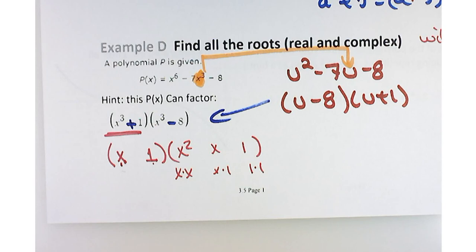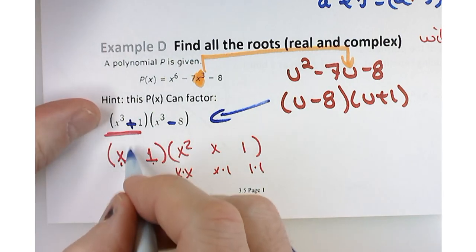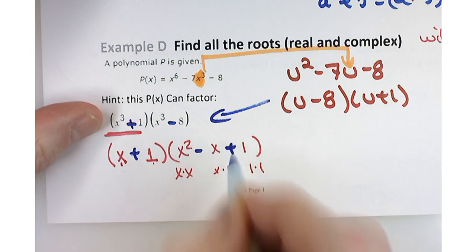I need to throw in some signs here. So it's minus, plus, always positive. Same sign, opposite sign, always positive. Perfect.